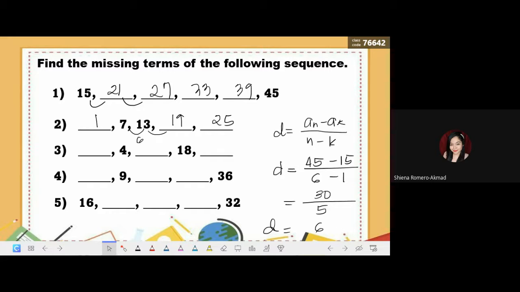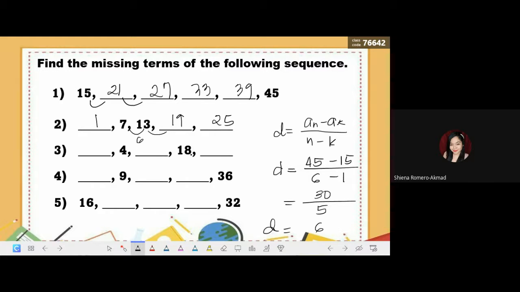Yes. Sige, sabay kayo, Ashley and Dave. 1, 2, 3, go. 3 po. 4. Sorry. Ano po? 3? Ikaw, Dave. Sige nga, tingnan natin yung number 3 kung 3 talaga.